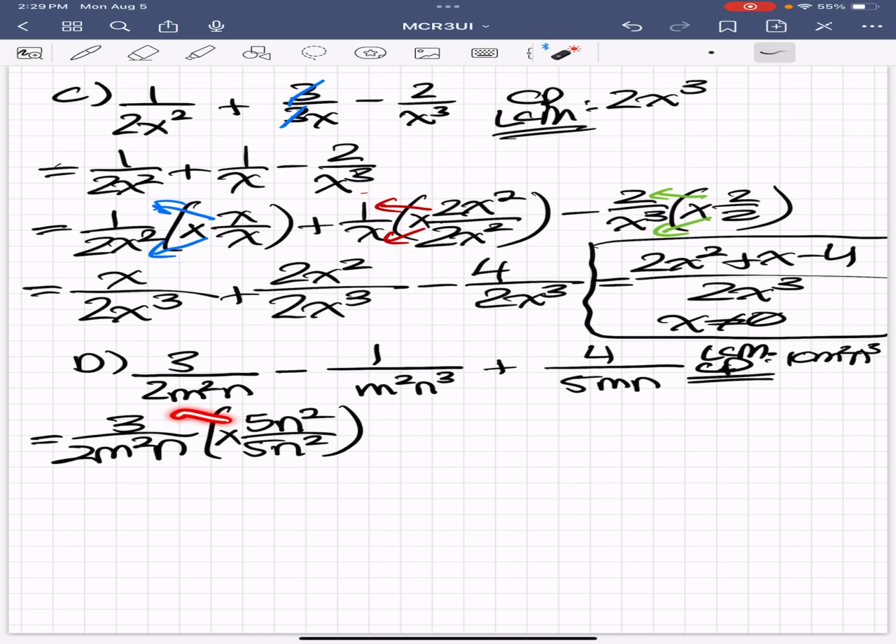So we multiply the top and the bottom by the correct conjugate, and what's missing, 2m to the power of 2 multiplied by n, and we need 10, so we multiply it by 5. M to the power of 2 is already there, and we need to get n to the power of 3. So n multiplied by n to the power of 2 would be n to the power of 3, and that's how we got that conjugate there.